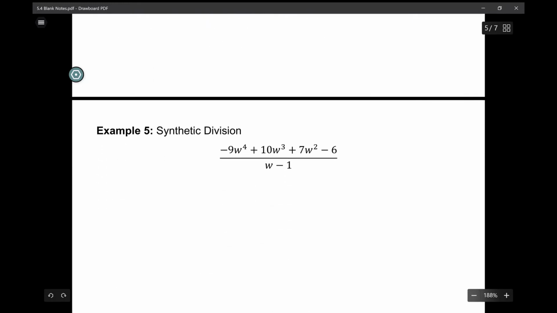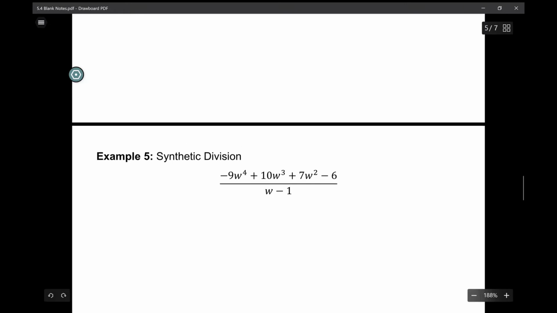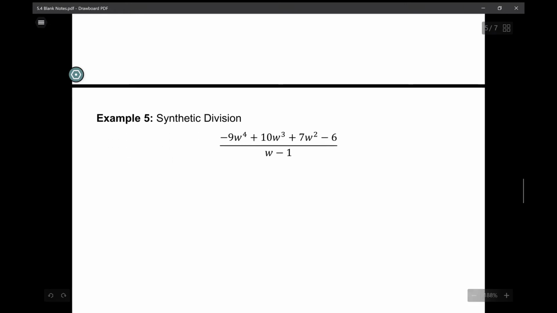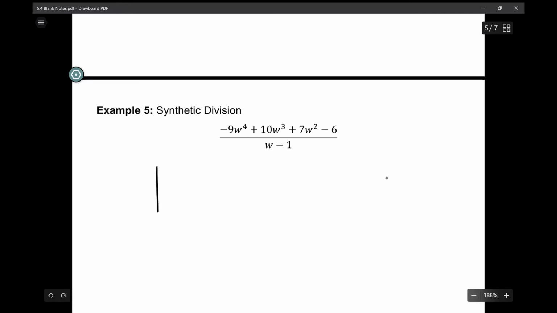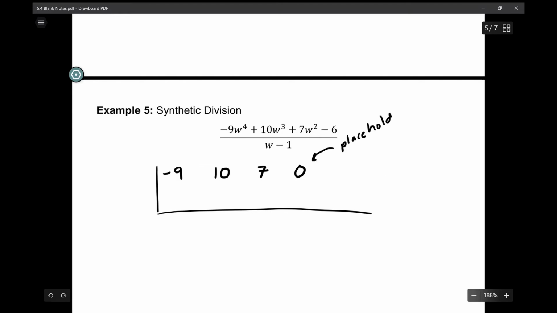All right, let's do a little bit harder one. This one is the same idea, synthetic division. We're just going to do the division. We'll talk about what we use it for in a minute. So let's set up the synthetic division problem. Set up my little chart. I start with my leading coefficient, which is negative 9 in this case. Negative 9, that's my coefficient on w to the 4th, plus 10w cubed, plus 7w squared. Now there is no w term, so I need to put the 0 in as a placeholder, because it's really plus 0w if we wanted to write that out, minus 6. And then w minus 1, so the 1 goes here. Remember, whatever you're subtracting goes there.